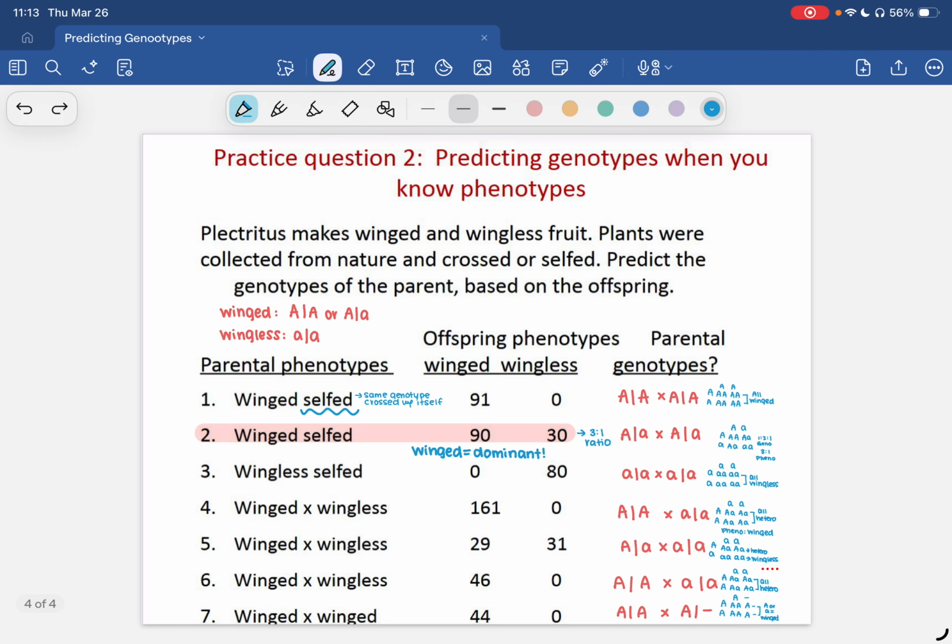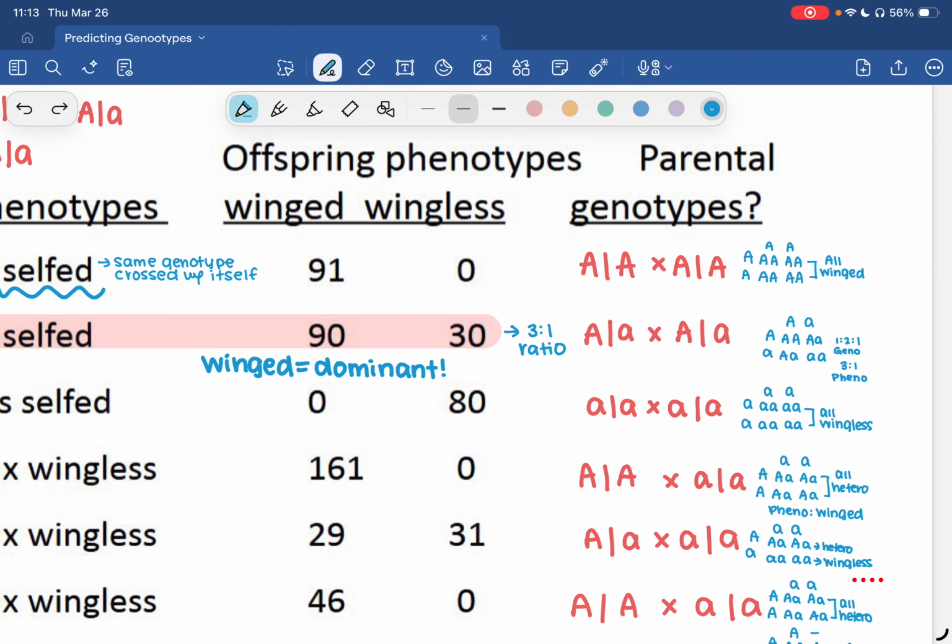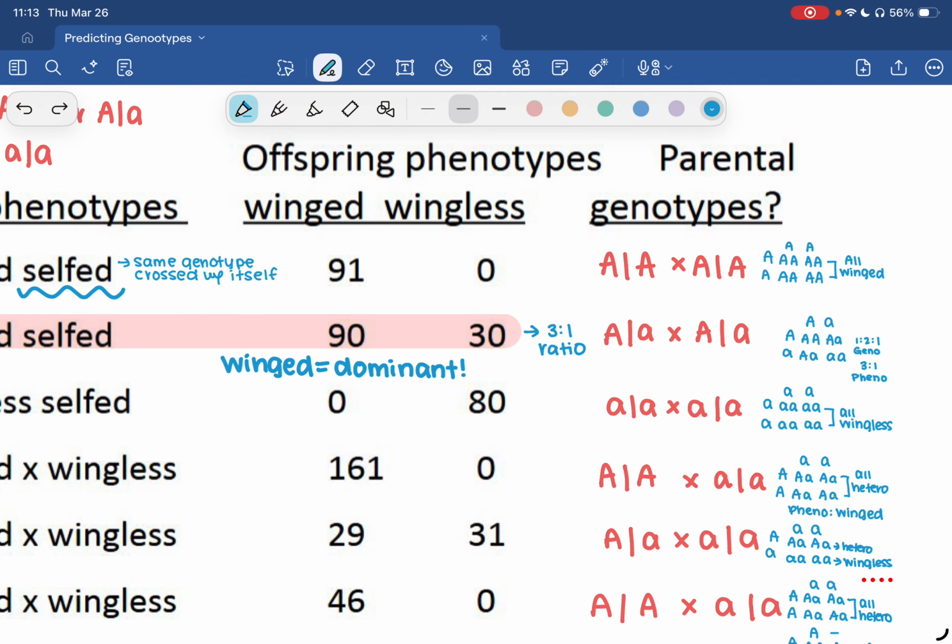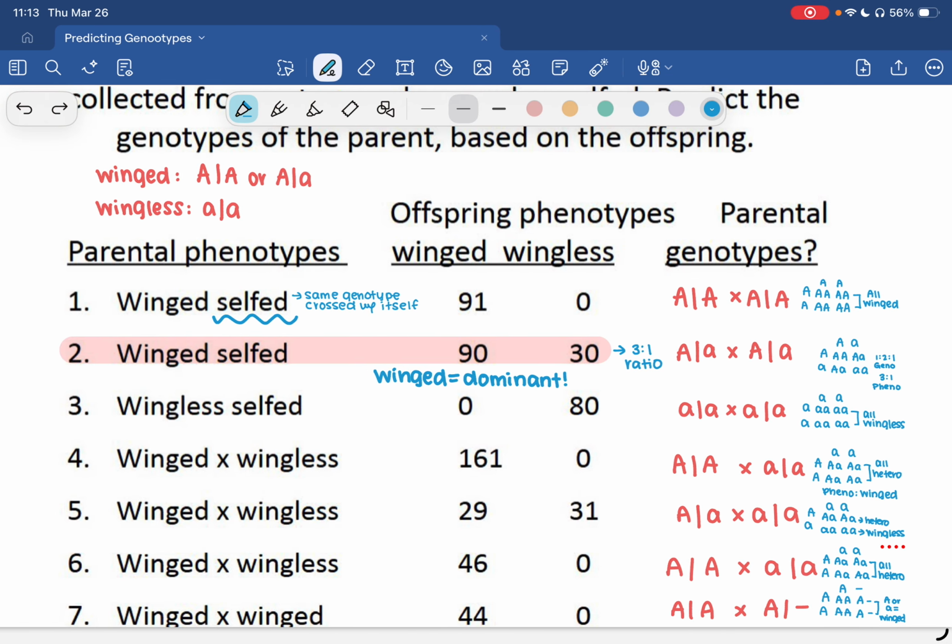And here are some of the different crosses and how you can figure out what they all are. So again, it has to be homozygous dominant times homozygous dominant because it's selfed, so it's the same genotype, and you have 0 wingless. And the second one, you have a 3-to-1 ratio. So start picking up and honestly memorizing the quick genotype and phenotype ratios. It'll help save you time in writing out the Punnett squares. A heterozygous times a heterozygous is going to give you that 1 to 2 to 1 genotype, but that 3-to-1 phenotype.